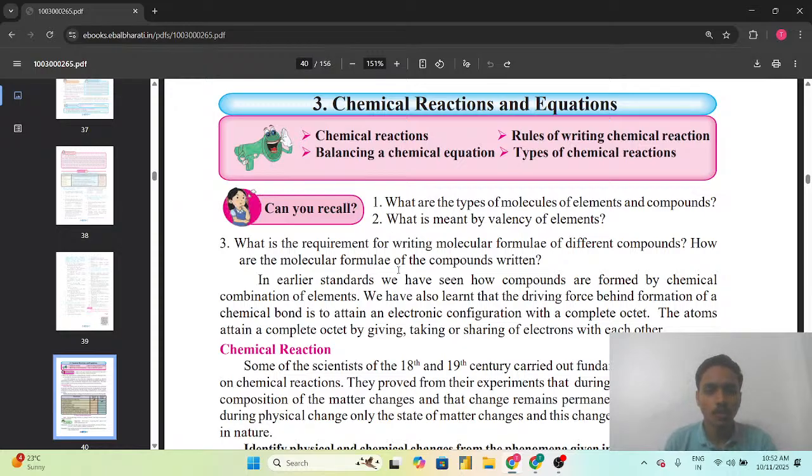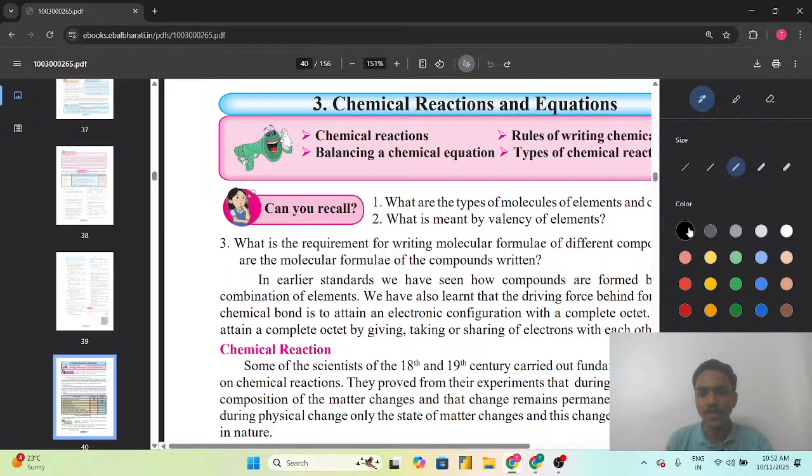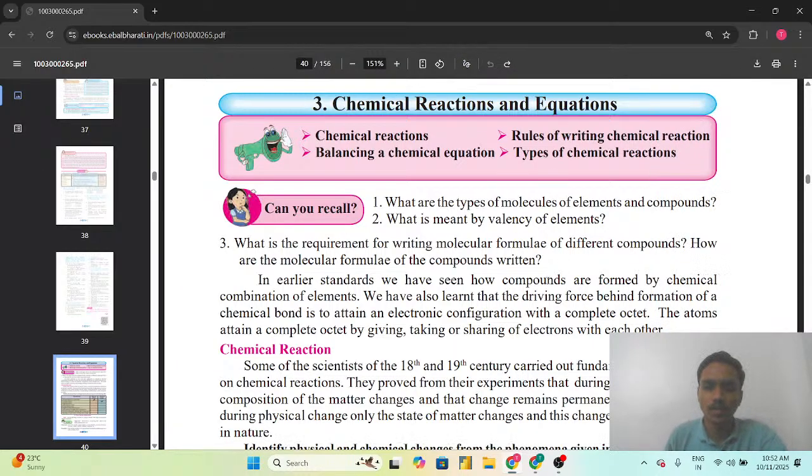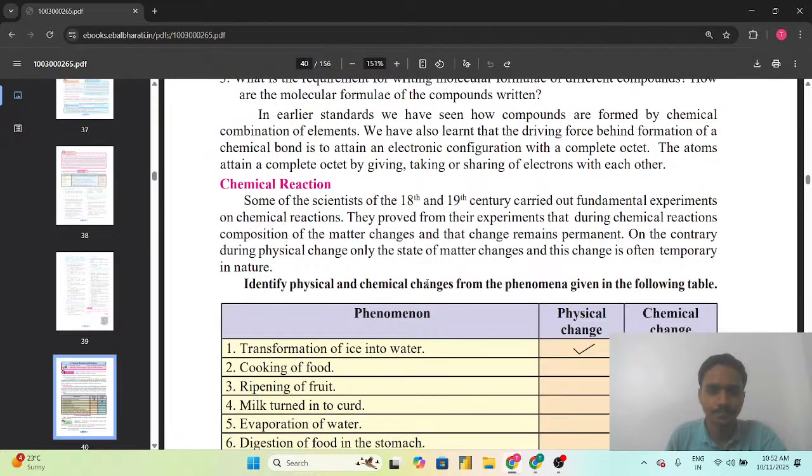So how are the molecular formulas of the compounds written? That is the molecular formula which we are writing here, how this formula is written, that it comes to be H2 and O. Why H2 only and oxygen one only? This we are going to see in this chapter, that it is basically part of the valency that we consider for writing down the molecular formula of any compound. So that we are also going to see in this chapter.